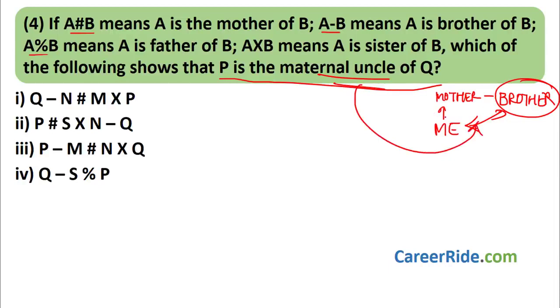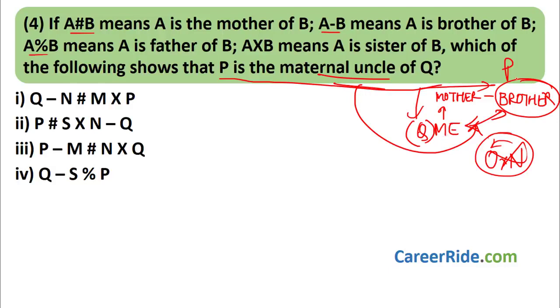So P is the maternal uncle of Q, so Q should be over here instead of me and P should be over here. Now is there a direct relation like someone is mother of Q and P is brother of someone? It becomes very difficult to check like that directly. In the last sum we saw O X N was N is mother of O, so that was very direct, but such a direct relation is not available over here. So what to do in such cases?